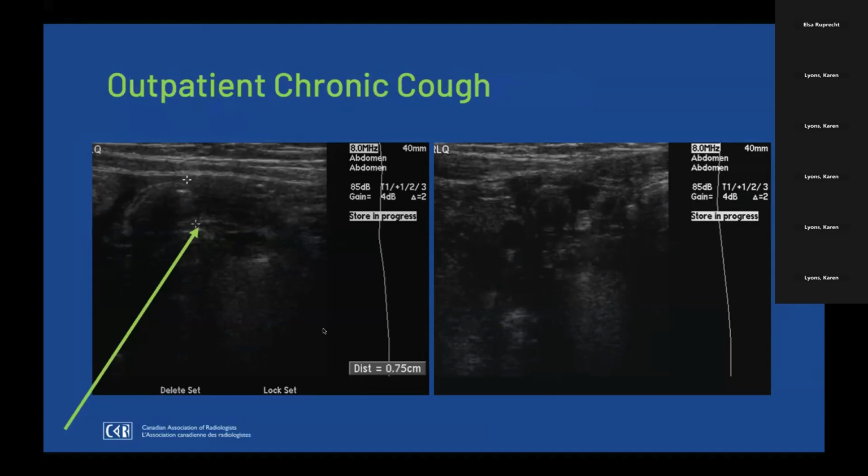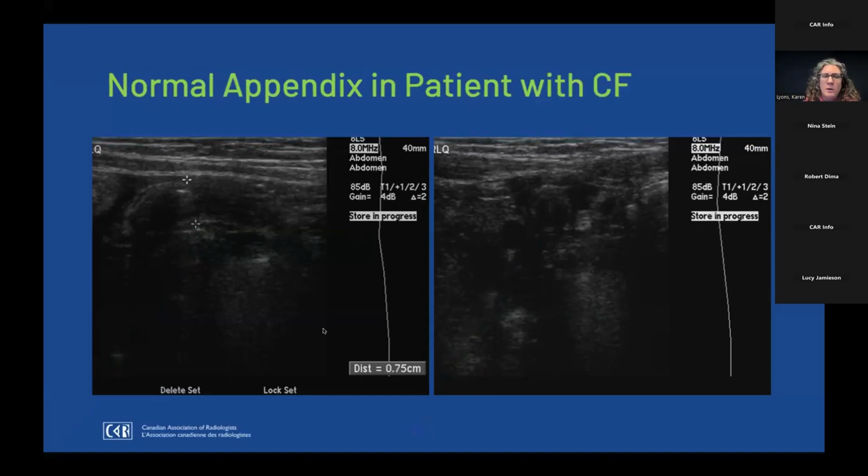Now here's another child who was an outpatient having an abdominal ultrasound to evaluate their liver, and they had a history of chronic cough. And so what do we think about this appendix? It is enlarged, measuring 7.5 millimeters in diameter, and it is distended with material. Now, despite that, the wall is relatively thin. I know these images are a little dark to see the wall differentiation, but the wall is thin and there is no periappendiceal fat stranding. So this is actually a normal appendix in a patient with cystic fibrosis.